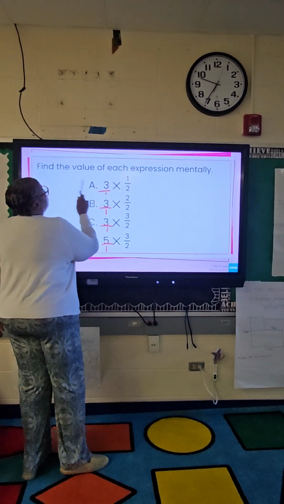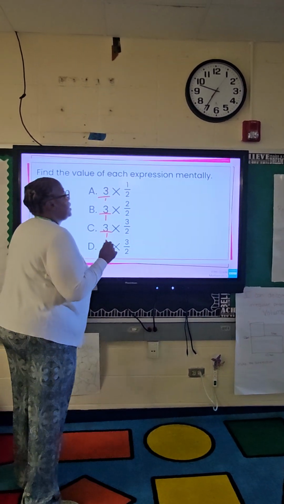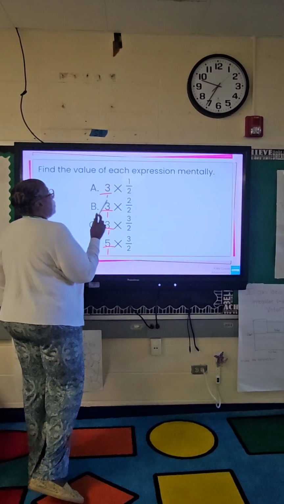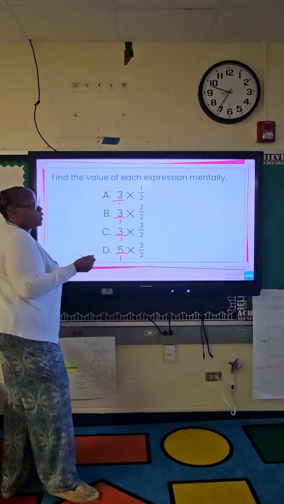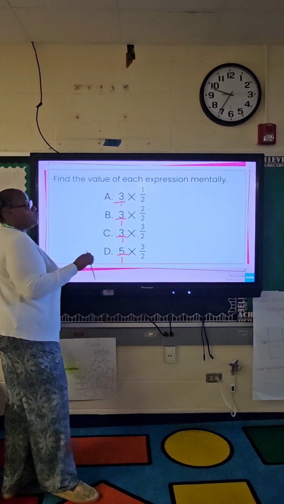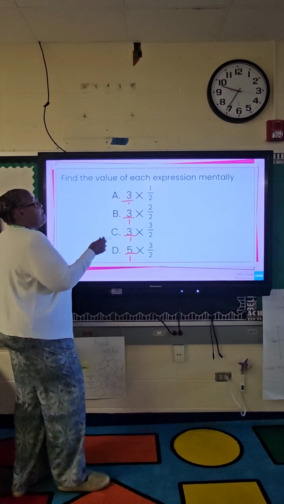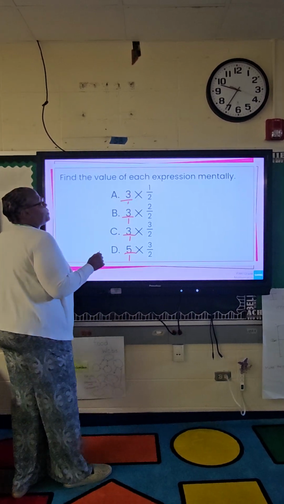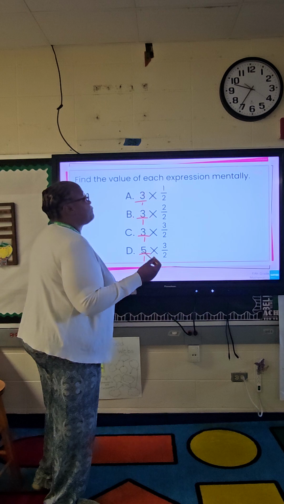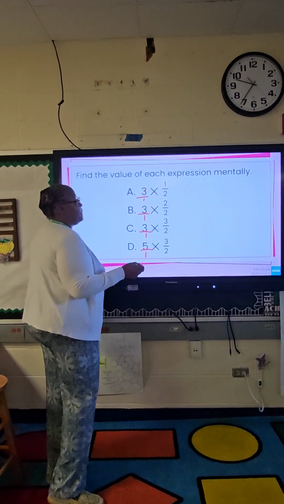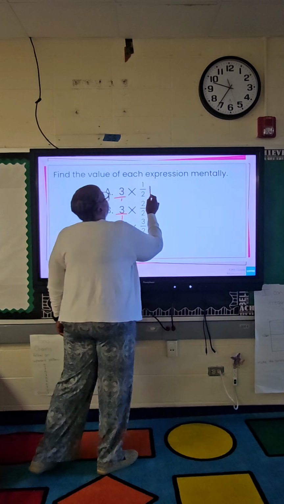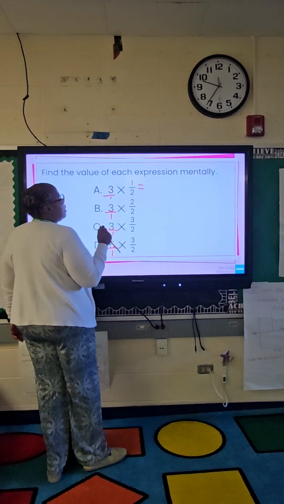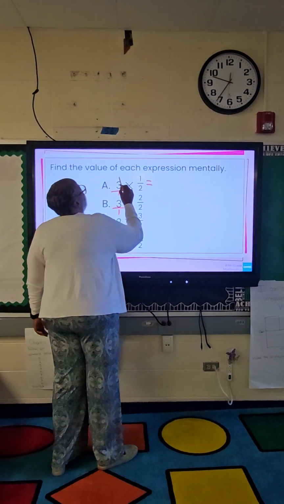All right, so first we found the value of each expression mentally. And one of the things I shared with you was we have to look the same before we can do anything. That means if I have a whole number, I need to create a fraction with my whole number. And so 3 represents the ones place. So in this situation, I know I can do it more than one way.